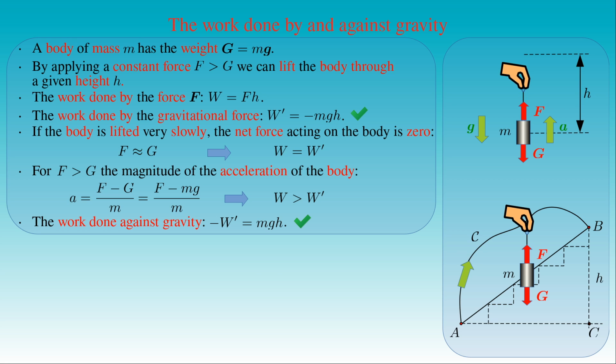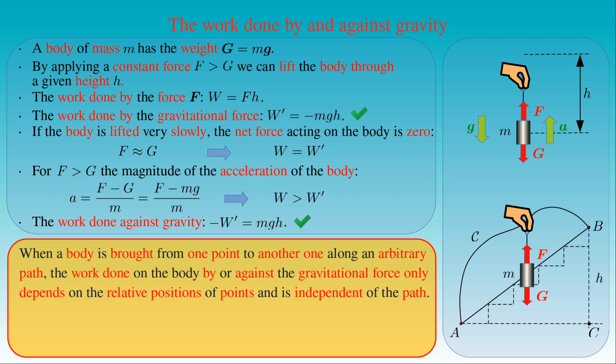Then we can conclude that when a body is brought from one point to another one along an arbitrary path, the work done by or against the gravitational force only depends on the relative positions of the points, and is independent of the path. Let us choose another curve C' connecting the points A and B. Now we bring the body from the point A to the point B along the curve C, then we bring it back to the point A along the curve C'. Based on the conclusion, the total work done along the 2 curves forming a closed loop is just the sum of the 2 works done along the 2 curves.